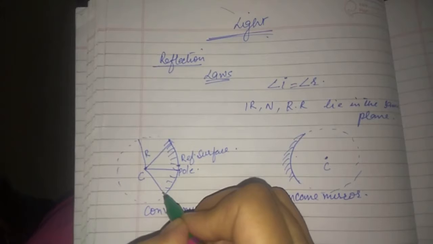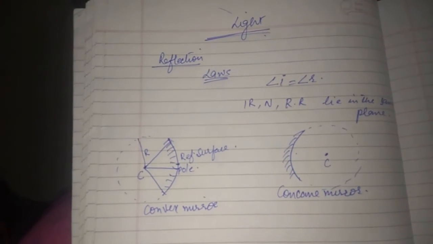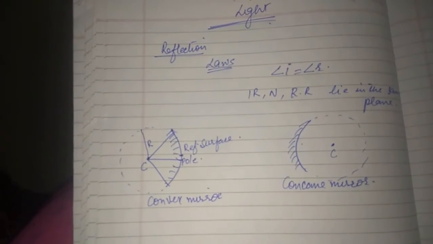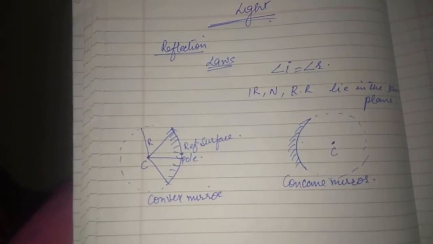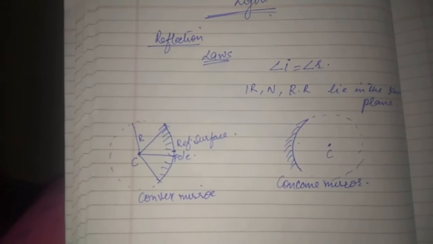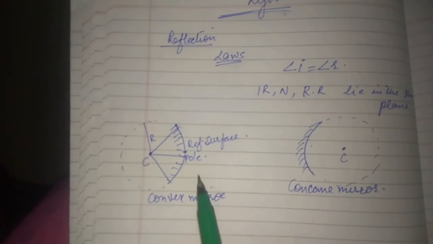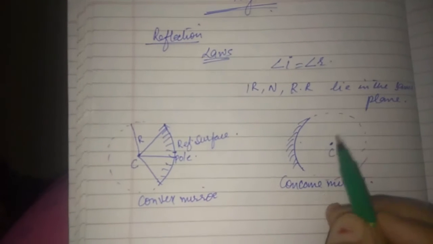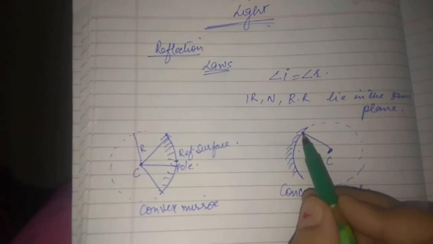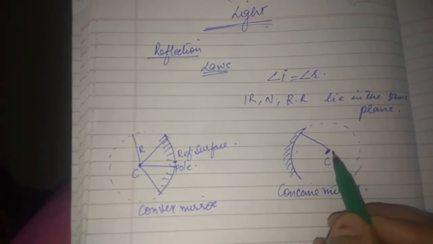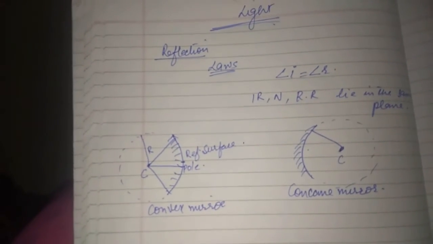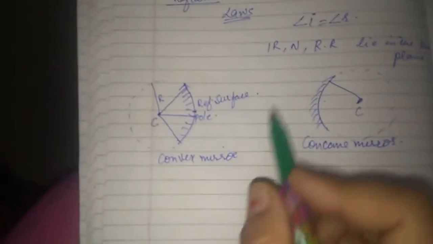Similarly, if you want to define the radius of curvature, this is the same radius. The line joining a point on the mirror with the center of curvature is the radius of curvature, or in other words, the radius of the sphere from which you have made this spherical mirror. Similarly here, the radius of curvature is this line joining any point on the mirror with the center of curvature. Next is focus. What is focus?